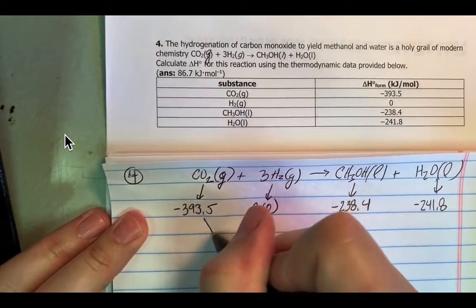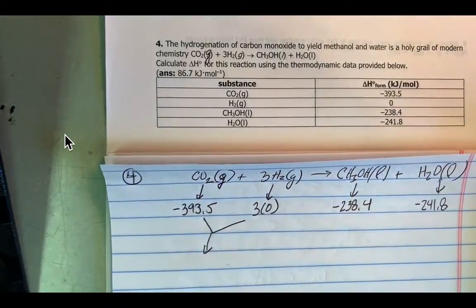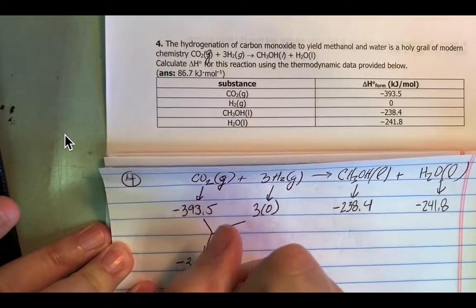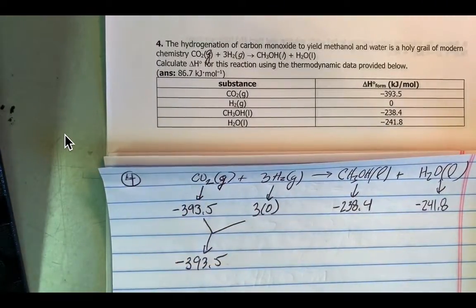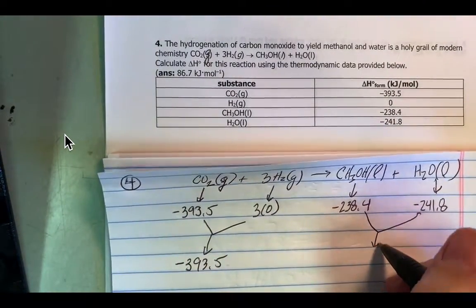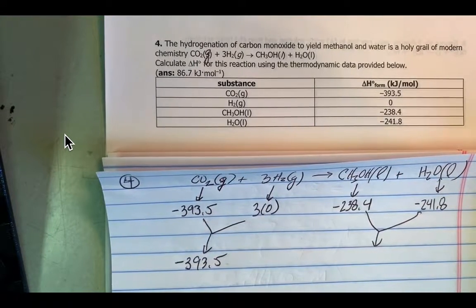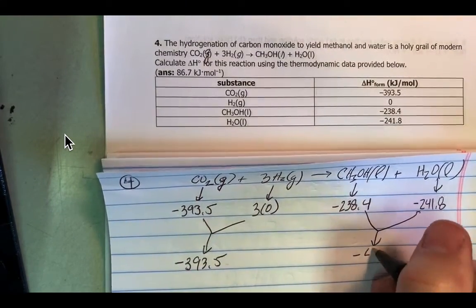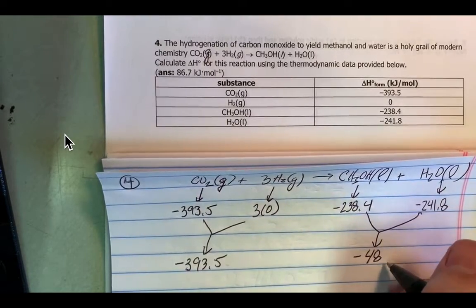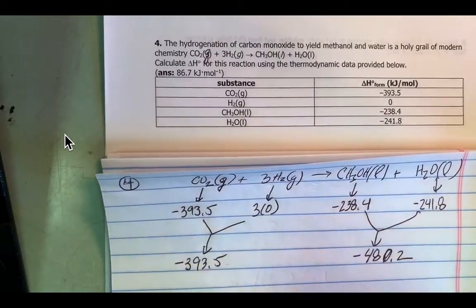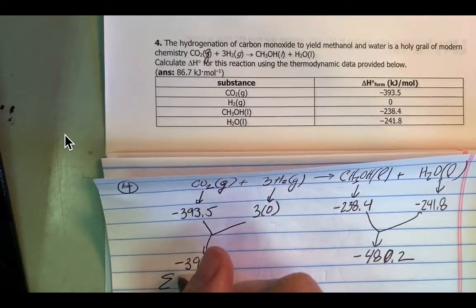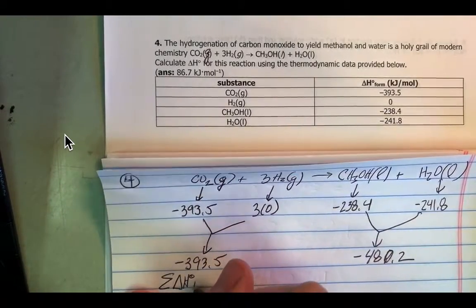Now I'm going to group it a little bit. The math's not going to be super exciting on this left side, 393.5, since we're adding 0. And then on the right side, let's add those together, minus 230 minus 480.2. This is delta H naught for the reactants.